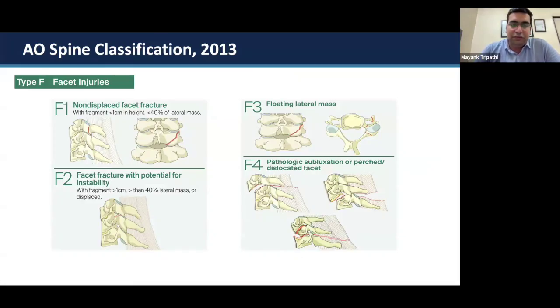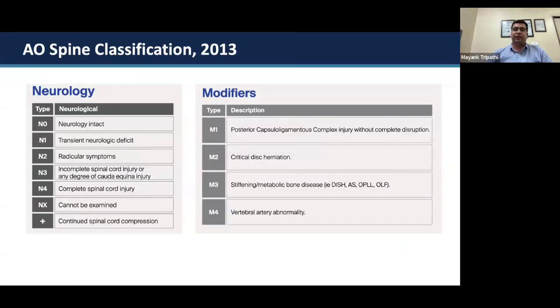Type F2 is a facet fracture with potential for instability. That is, the fragment length is more than 1 centimeter, or there is more than 40% of the lateral mass involvement. Type F3 is the floating lateral mass fracture, where there is fracture of the ipsilateral lamina and the pedicle. And type F4 is the burst or the dislocated facet.